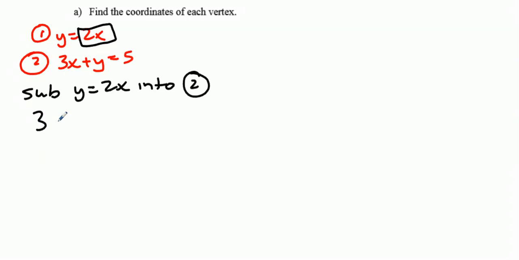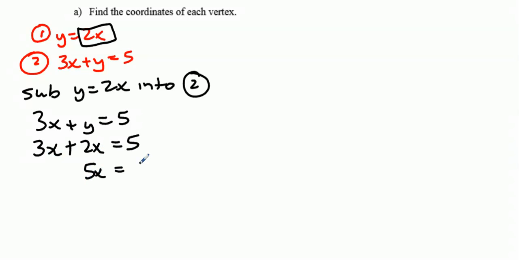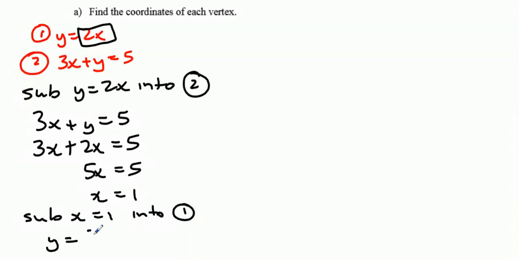So we have to start with 3x plus y equals 5. That's our equation that we're subbing into. We're going to put, instead of y, we're putting 2x. So it's 3x plus 2x equals 5. So 5x equals 5 and x equals 1. And now we're going to sub x equals 1. Let's put it into 1. I think that's easier. So y equals 2x.